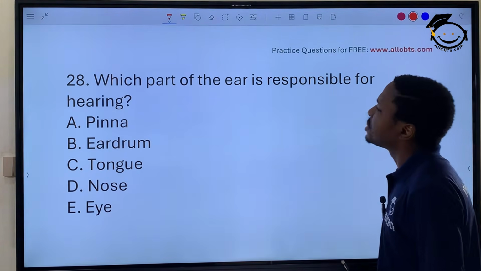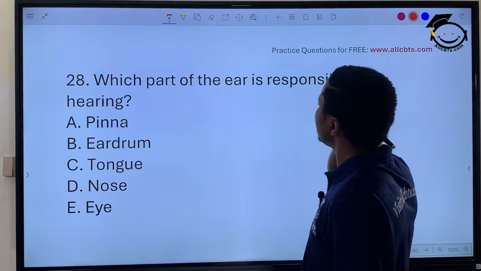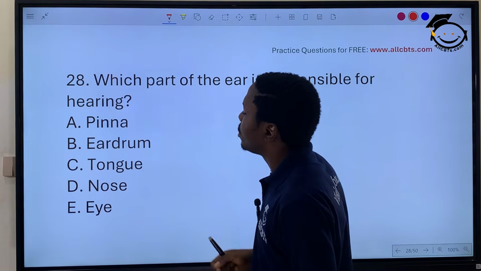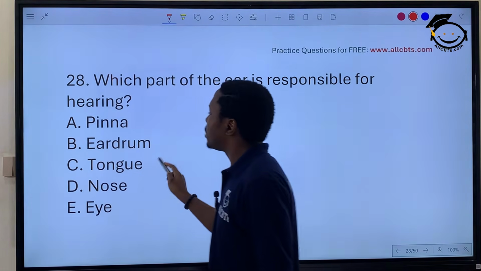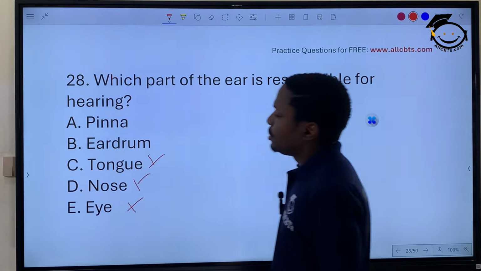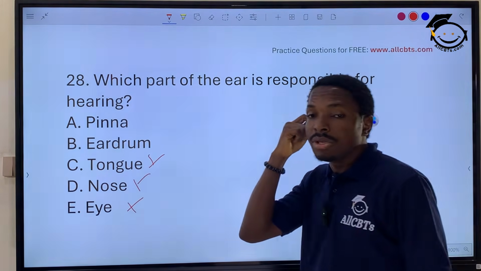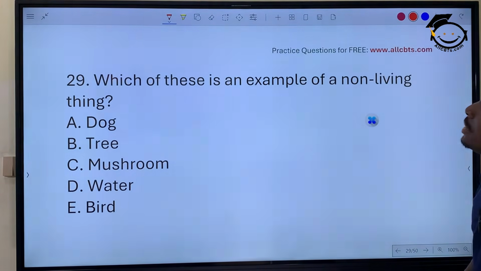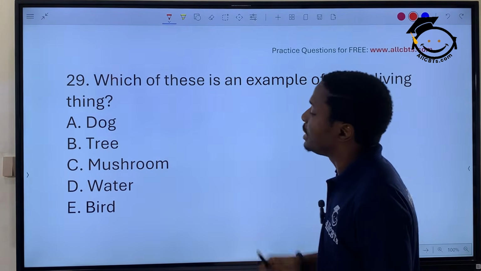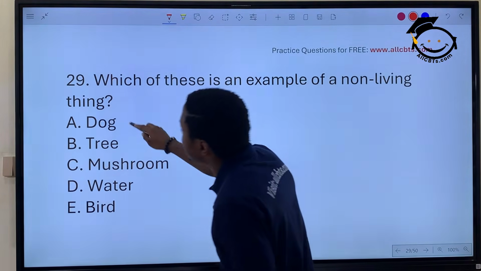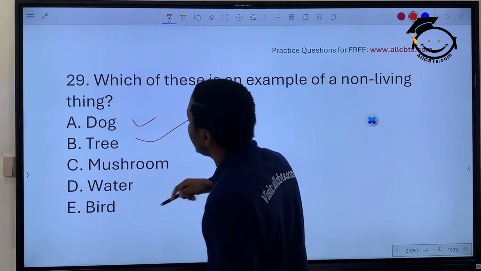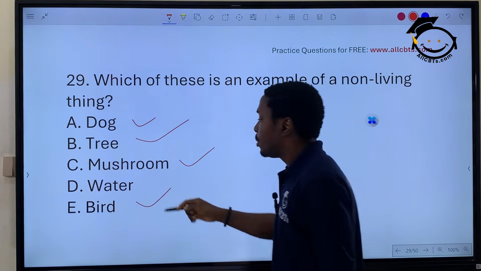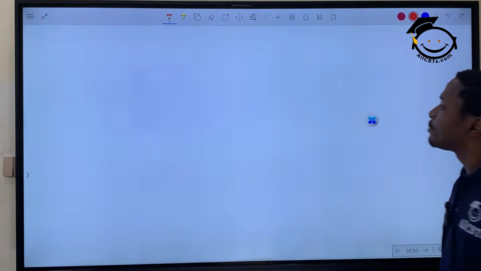28. Which part of the ear is responsible for hearing? You have the pinna, the eardrum, the tongue, the nose, the eye. All these are not part of the ear, except the pinna and the eardrum. So it is the eardrum, okay, that is responsible for hearing. Then, which of these is an example of a non-living thing? Dog is a living thing. It can breathe. Tree is a living thing. Bird is a living thing. Mushroom is a living thing. It's a plant. Only water is not a living thing.